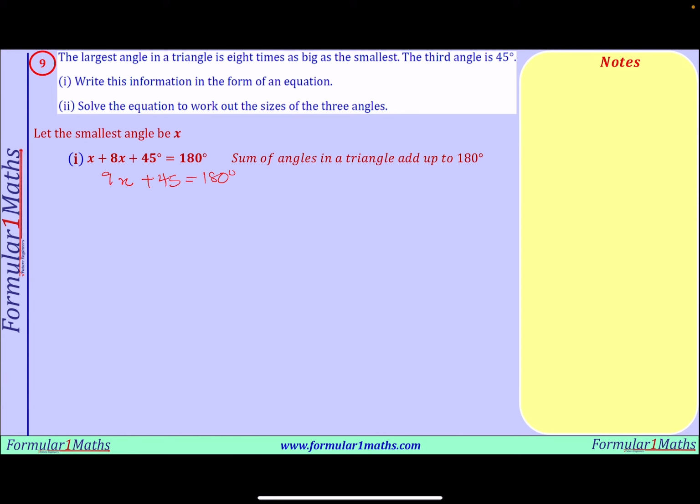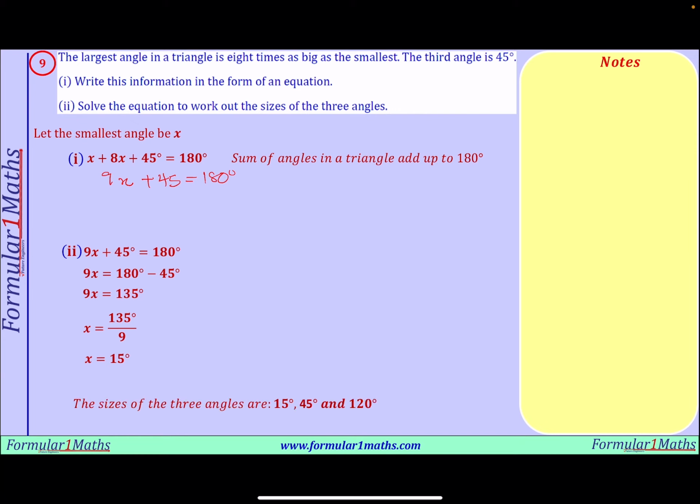And then it says solve the equation to work out the sizes of the 3 angles. So 9x plus 45 equals 180. Take 45 to the other side. Simplify that. And then solve for x. And that will give you 15. So the smallest angle is 15. That means the largest angle will be 15 times 8, which is 120. And so we conclude that the sizes of the 3 angles are 15, 45, 120.